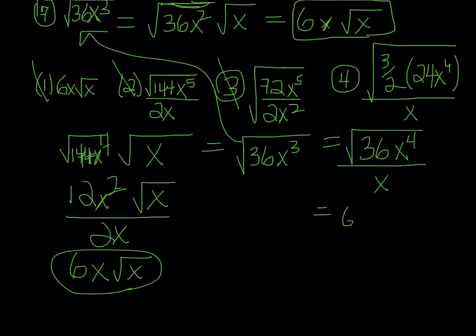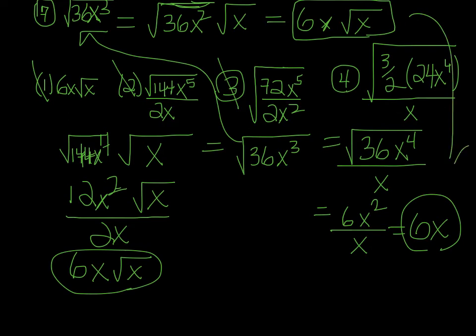is 6, and the square root of x to the 4th, which is x squared, and then it's all going to be over x. And I can simplify that one more time, so that's going to be 6x, and there's your answer. And that does not match what is up in the box right there. So since that's not the same, choice 4 is your answer.